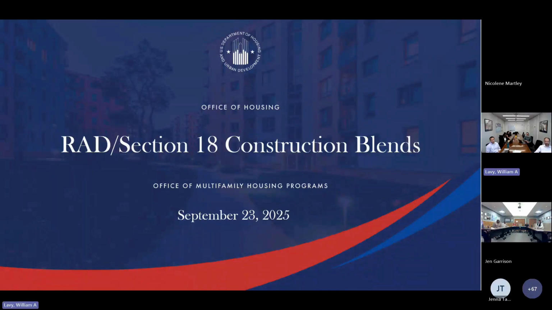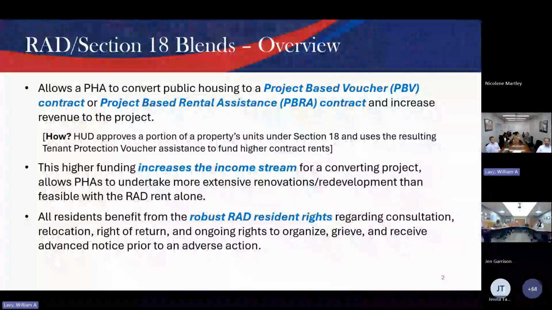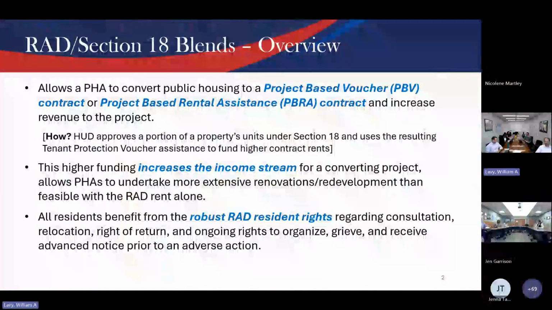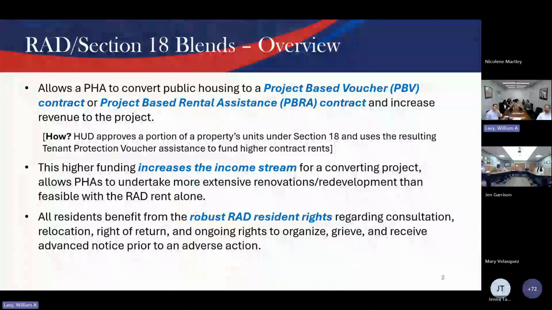RAD and Section 18 blends, what are they? They allow PHAs to convert public housing to either a project-based voucher or a project-based rental assistance contract with increased revenue to the project. So how does this happen? Through a blend, PHAs can increase the contract rents at their properties and increase the revenue to properties.